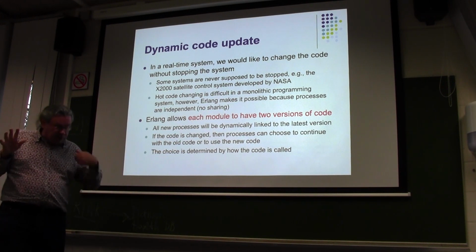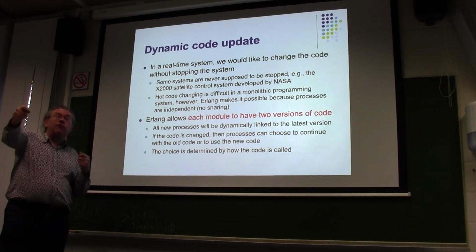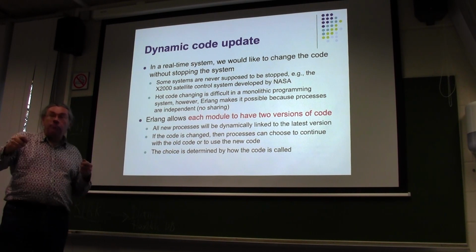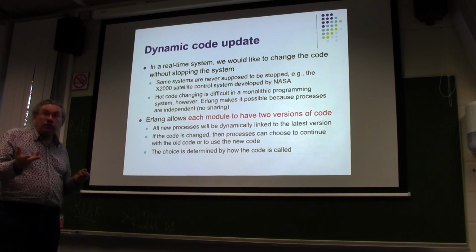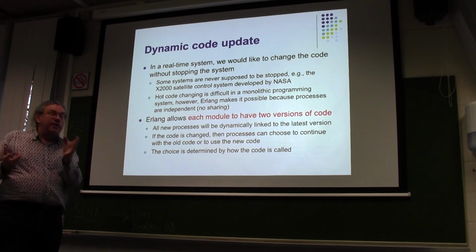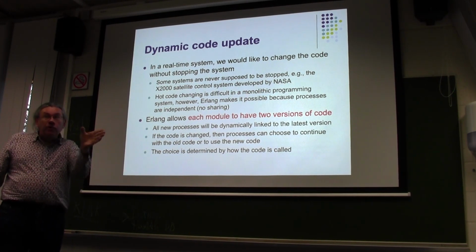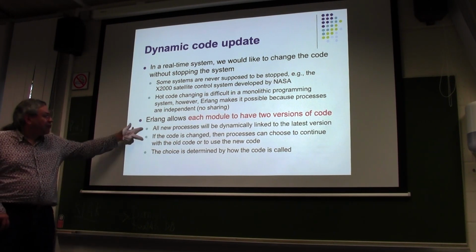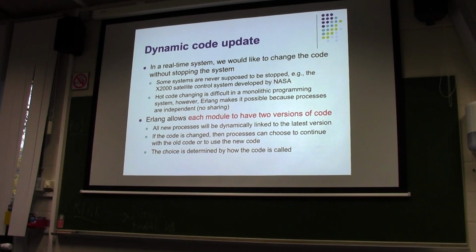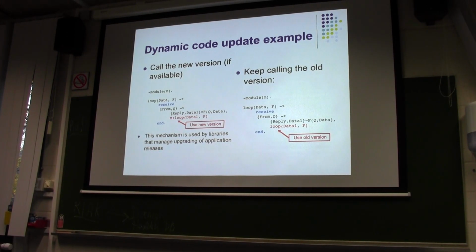For example, it's a connection for a telephone, so it keeps using the old code, but when the connection is done, the next connection will be using the new version. Okay? So you can update all of the concurrent processes at the right time because you have the two versions. Okay? So here's a code example.